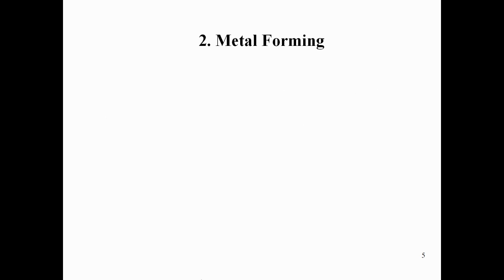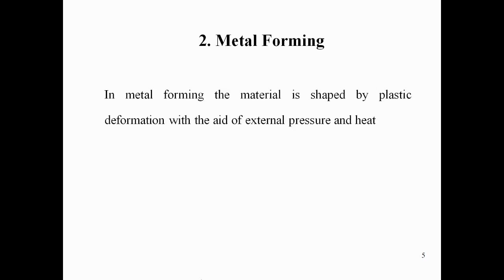The second one is metal forming. Actually, what is metal forming? In metal forming, the material is shaped by plastic deformation with the aid of external pressure and heat. In this process, we apply external pressure and heat so that the metal is deformed into some other shape. For example, hot working and cold working.